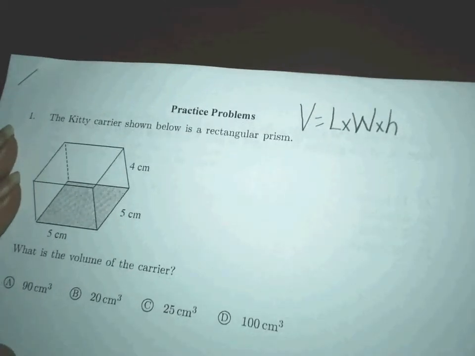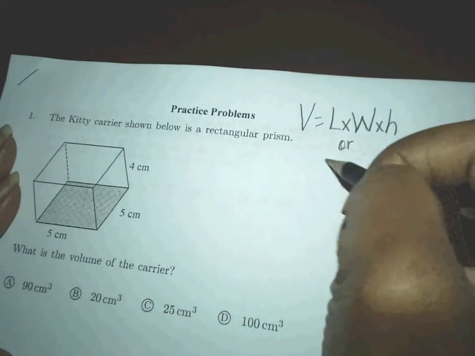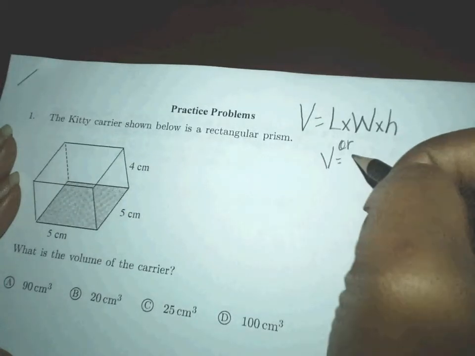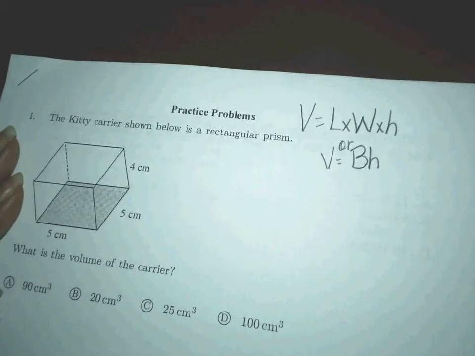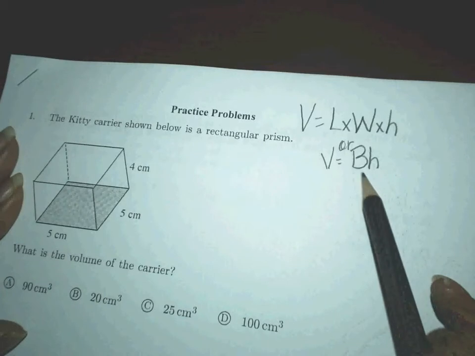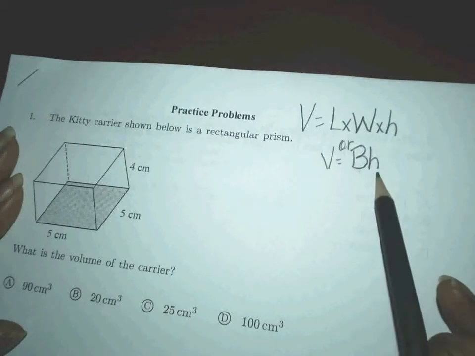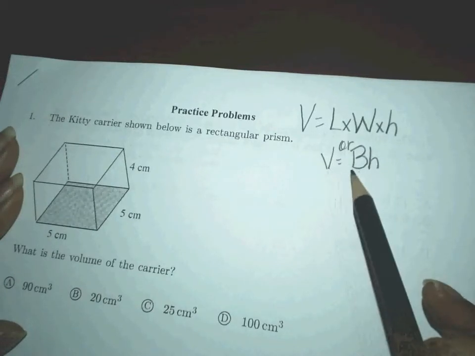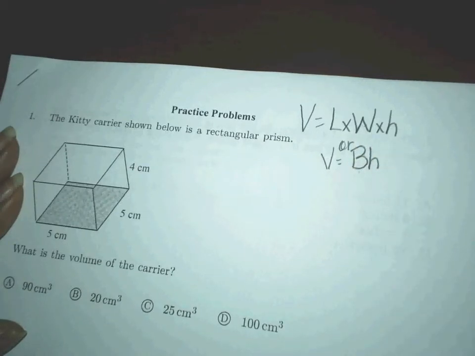Now what's going to happen is that you're going to see volume expressed a different way. Volume is also expressed that volume equals the big B times H, because the big B is the area. It's going to be length times width. So sometimes you'll see the area of the base, that's the big B. Sometimes they'll give you the base and you'll have to figure out the height, or you'll have to figure out the volume. So we need to know that both of these formulas are accurate to find out the volume.